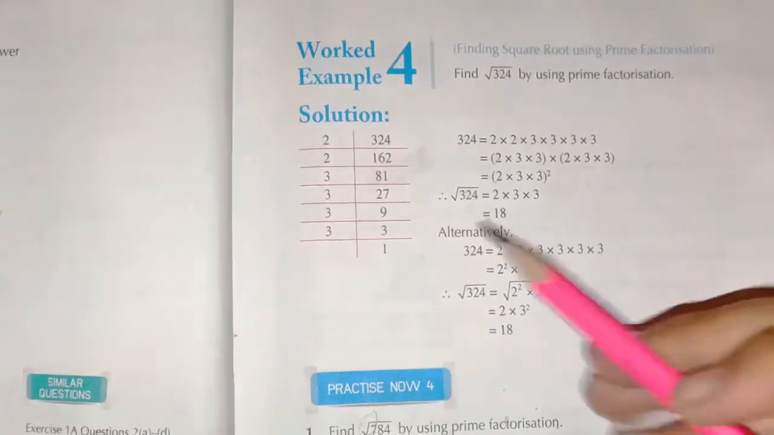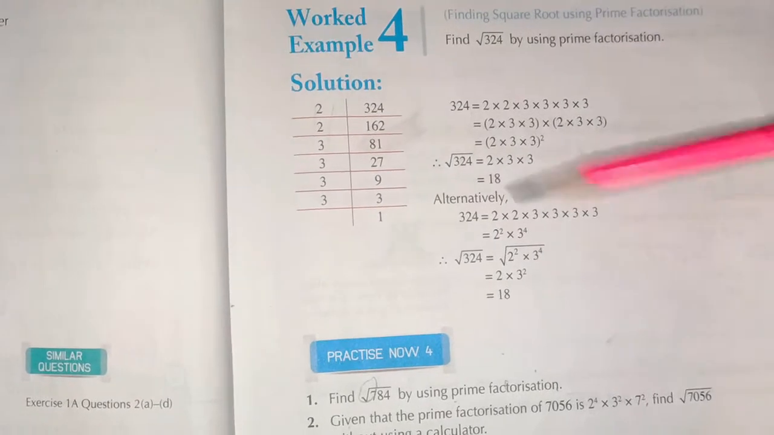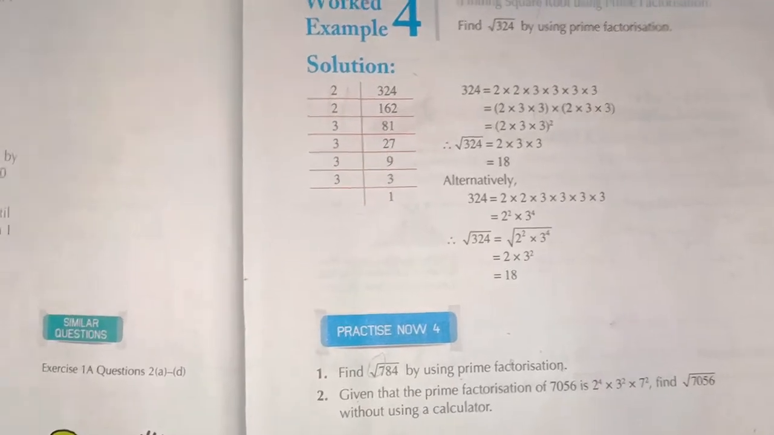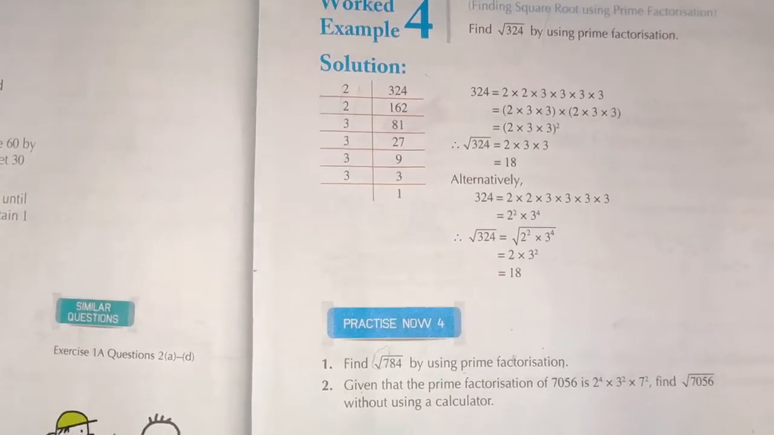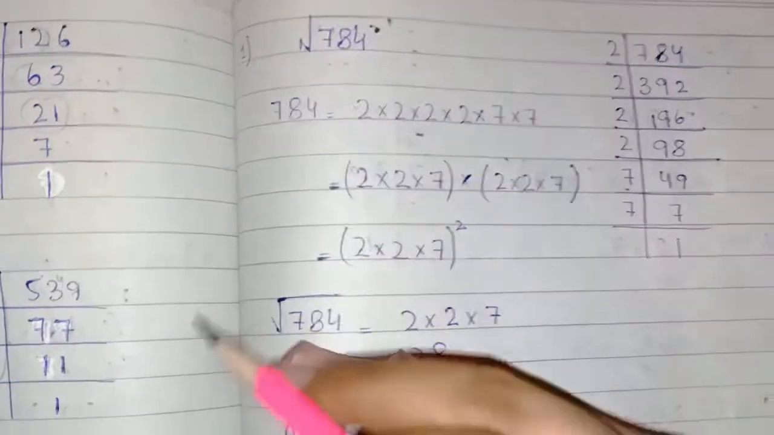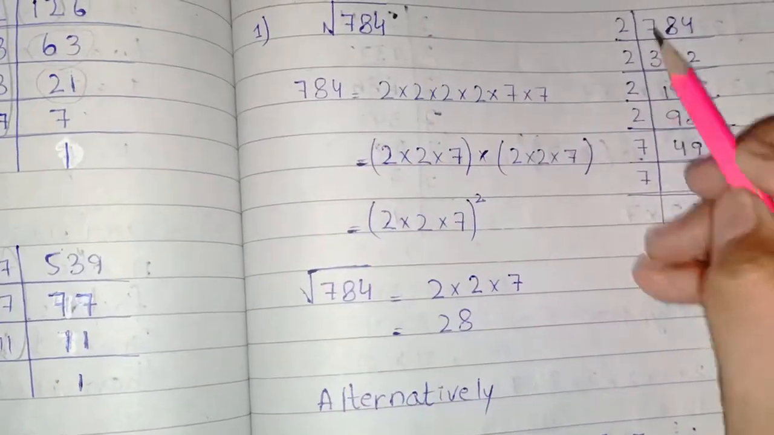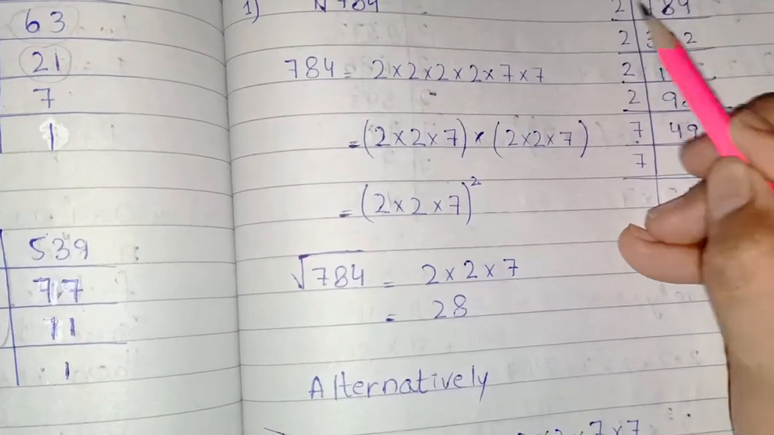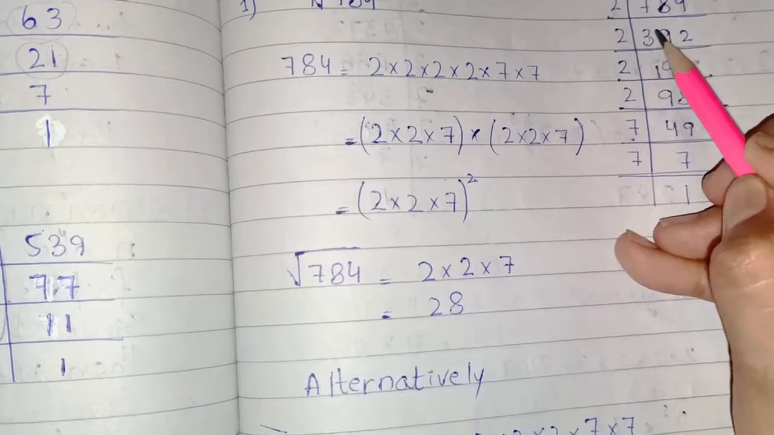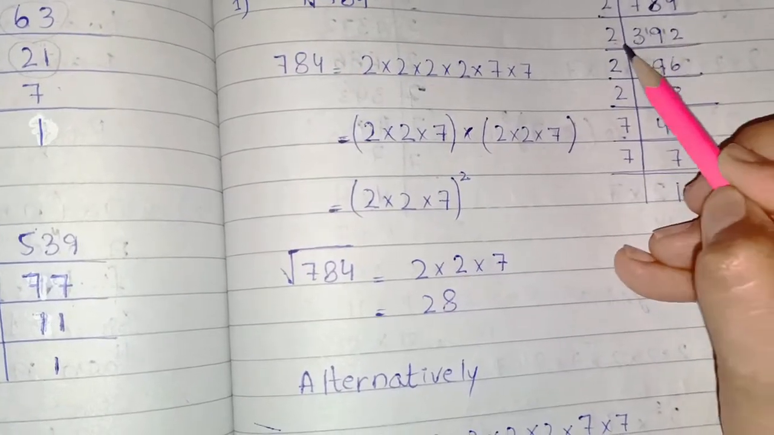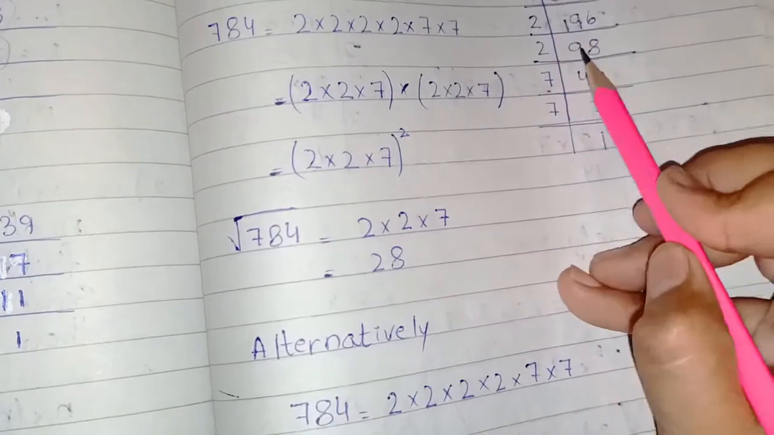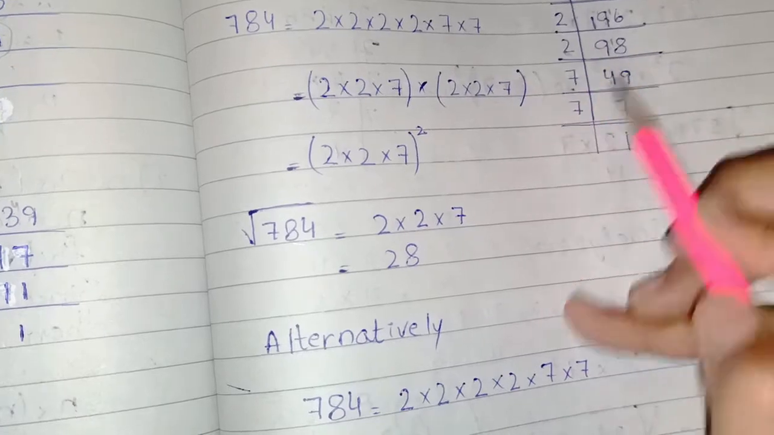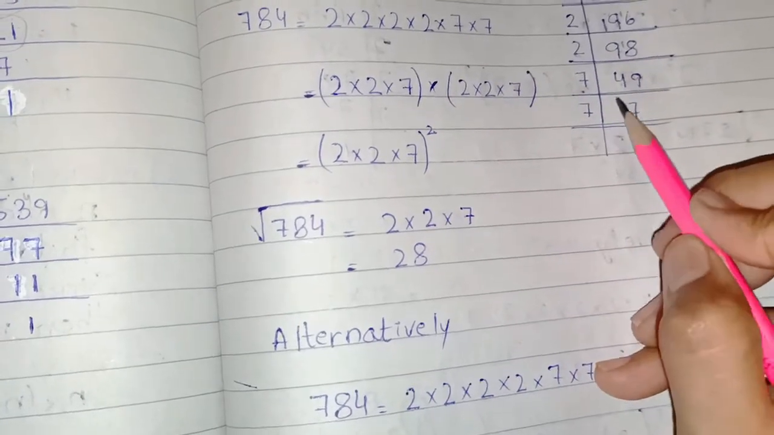As you can see, again we have two different methods to solve this question. Number 1 is this method and number 2 is this alternative method. So let's solve the question with both methods. Here we have 784. First we solve it with this method. 2 threes are 6, 1 here, 2 nines are 18, 2 twos are 4, 2 ones are 2, and so on, down to 7 sevens are 49, 7 ones are 7.